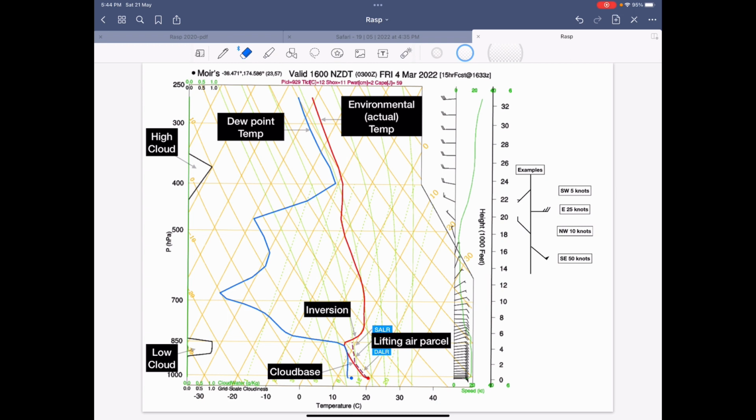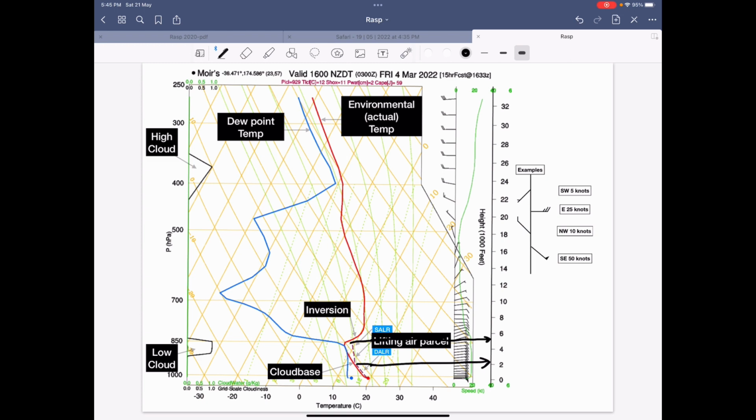And you can see the line starts out running parallel to the dry adiabatic lapse rate, and then it changes direction and it follows the saturated adiabatic lapse rate line. Now where it changes direction is where it turns into cloud, so that's where cloud base is going to be, just over 2,000 feet. And this line here where it hits the inversion, about 5,500 feet, will be cloud tops. So that's the first thing I want to look at, cloud base, cloud top.